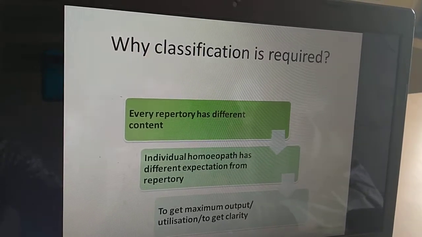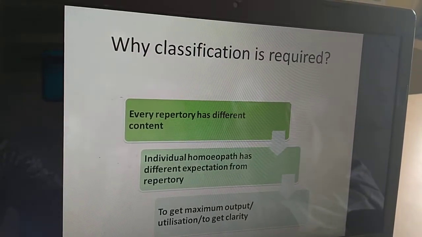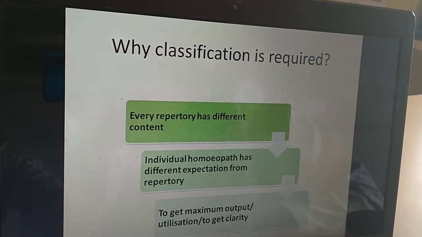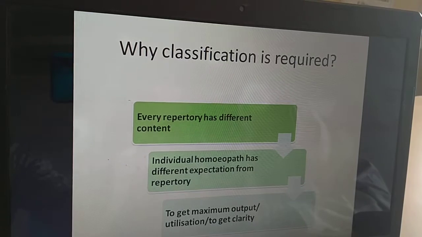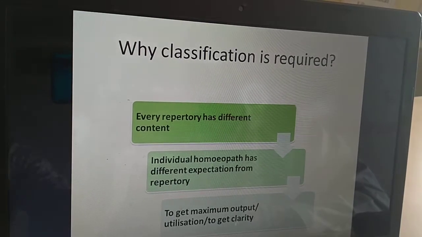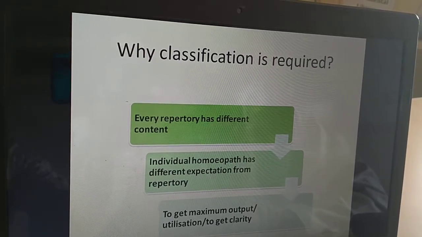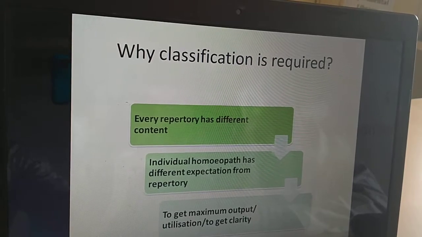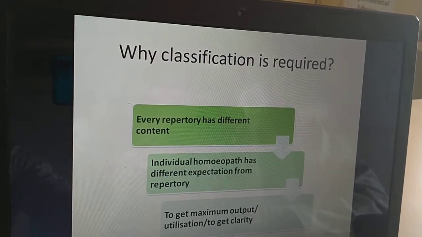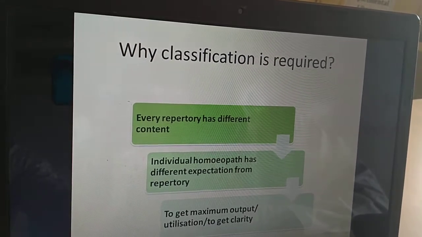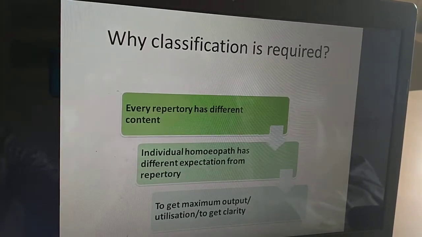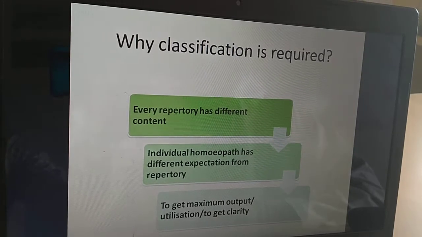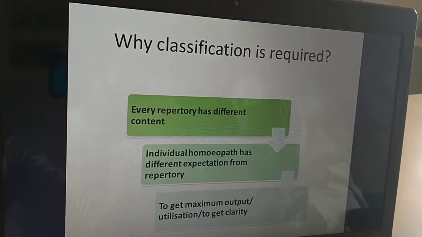For example, a regional repertory will focus on the region, a general repertory will focus on the symptoms of the whole body, and similarly individual homeopaths also have different expectations from a repertory. In order to get the maximum output or utilization of a specific repertory, and to get clarity about it, this classification is very much required.